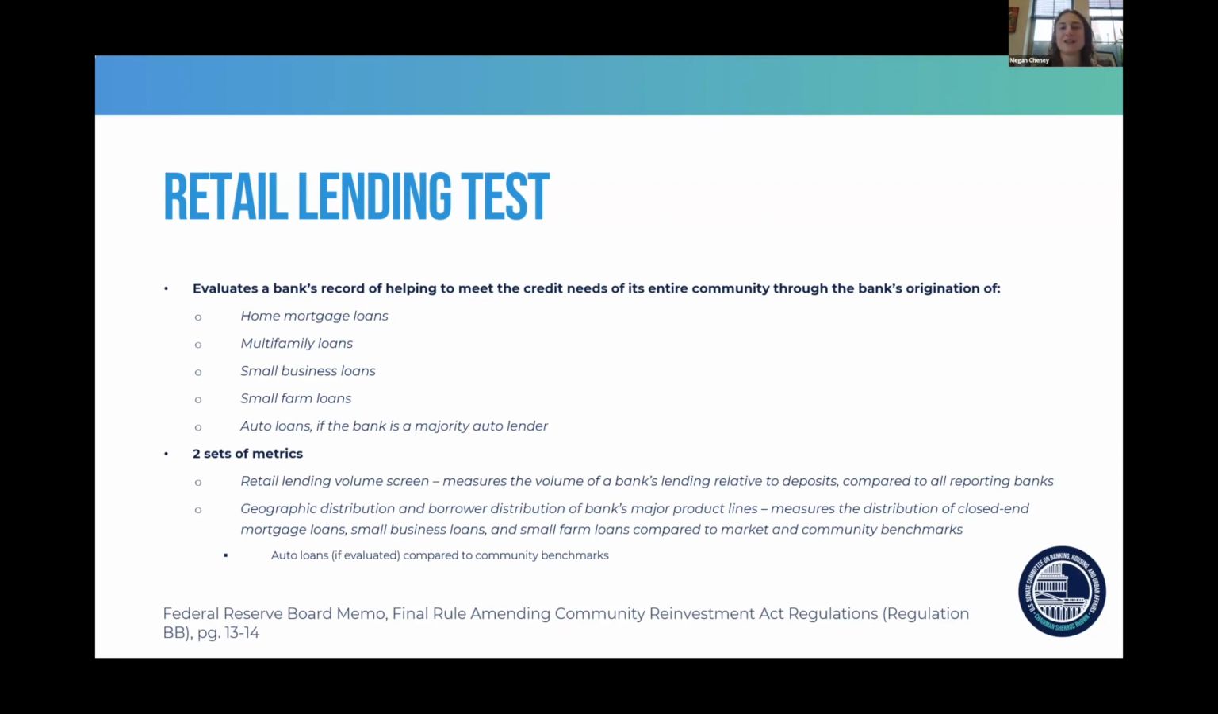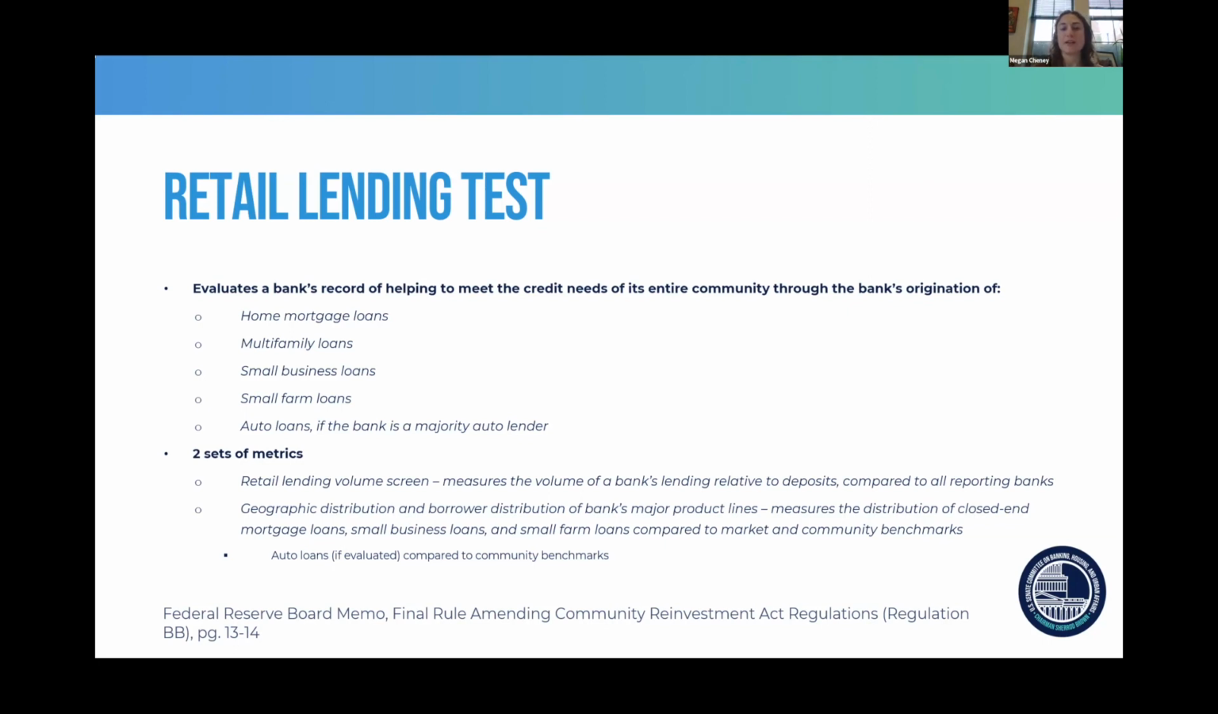So the retail lending test, and this is the one that applies to the most banks, just evaluates a bank's record of meeting the credit needs of its entire community. And that's looking at home mortgage loans, multifamily loans, small business loans, small farm loans. And if a very large portion of the bank's retail lending business is auto loans, then it also looks at auto lending. And so the regulators will look at two different sets of metrics, and there are more published metrics in this version of the Community Reinvestment Act rule than there were in the 1995 version. So these metrics are really just calculations of looking at the bank's activity, whether it's dollar volume or number of loans, relative to usually its deposits or its assets, but generally it's deposits.